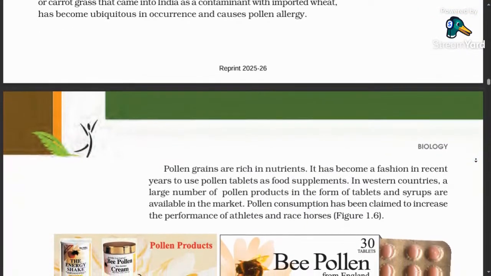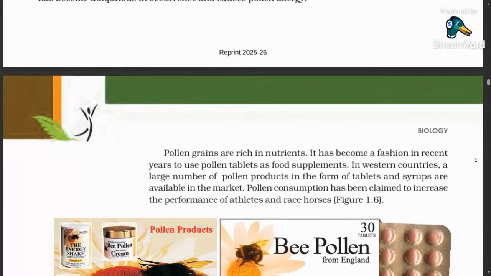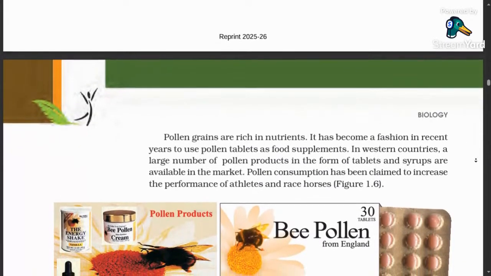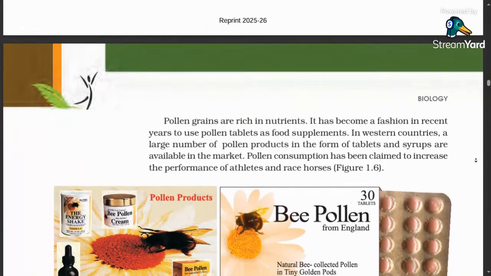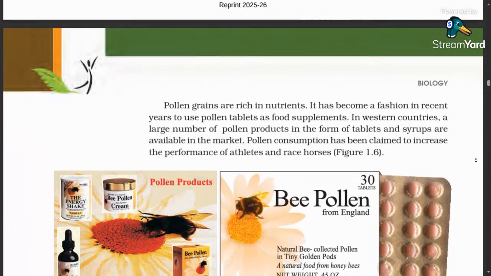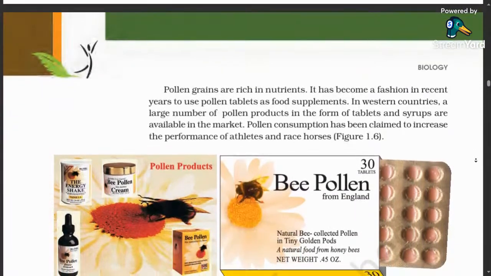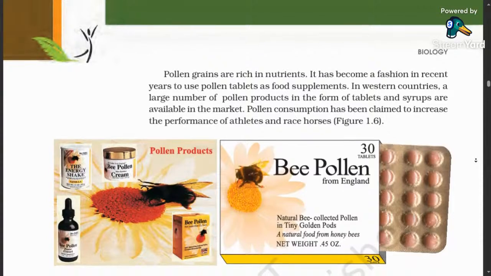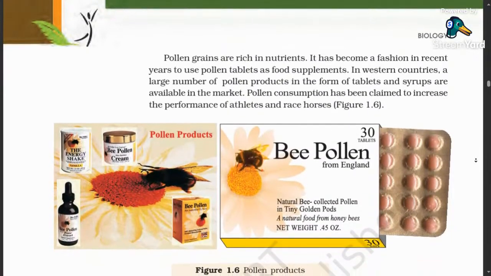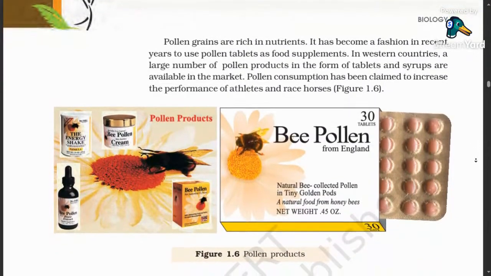Pollen grains are rich in nutrients. It has become a fashion in recent years to use pollen tablets as food supplements in Western countries. A large number of pollen products in the form of tablets and syrups are available in the market. Pollen consumption has been claimed to increase the performance of athletes and racehorses.